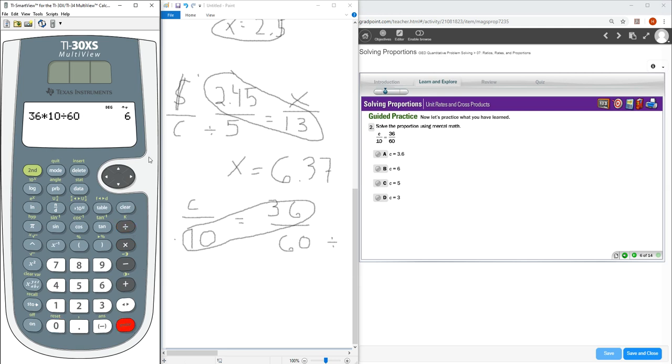Enter. 6. C equals 6. And that makes a lot of sense because 6 times 10 is 60. 6 times C is 36. So 6 times 6 is 36. Great.